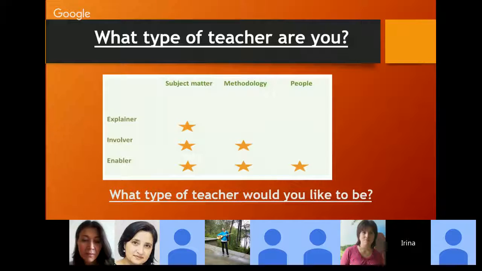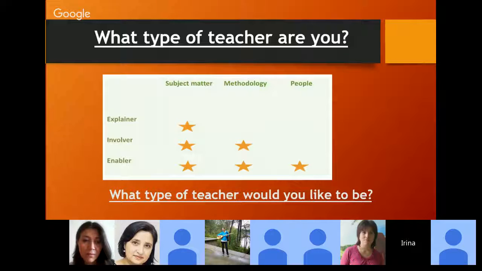And the last stage is the enabler, so that's the master of the universe, let's say. He knows the subject, the methodology, and how to deal with the people. And this is the type all the teachers should tend to. So they should know the subject, the methodology, and tricks that will help them to manipulate the students. And he says that as we develop professionally, we should try to achieve this enabler style.